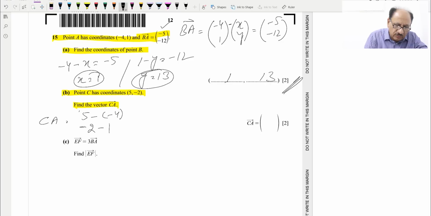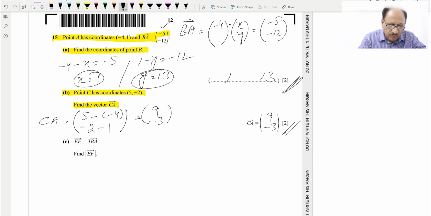-2 -1, this one, and this is equal to what? This will be 5 minus -4 will be 9, and -3. These 9 and -3 will be the coordinates for 2 marks. This is for CA. We have to find the coordinates of CA. So this will be our answer.